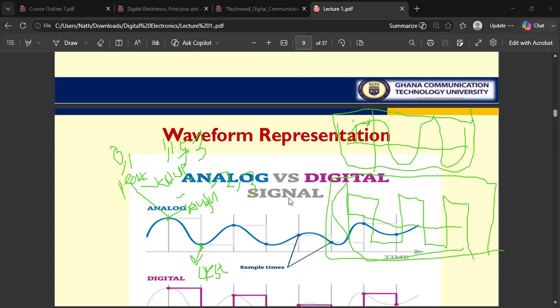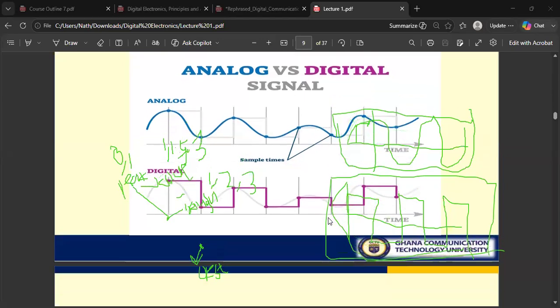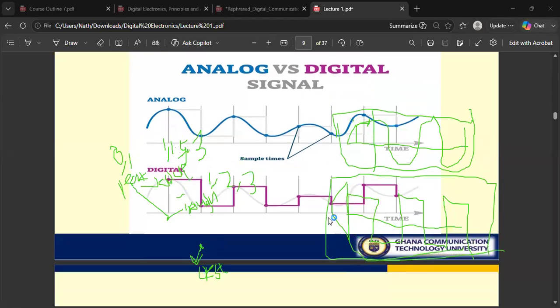So this is the representation of an analog signal, and this is the representation of a digital signal. This is the waveform for a digital signal. So today we are looking at digital signals and analog signals.